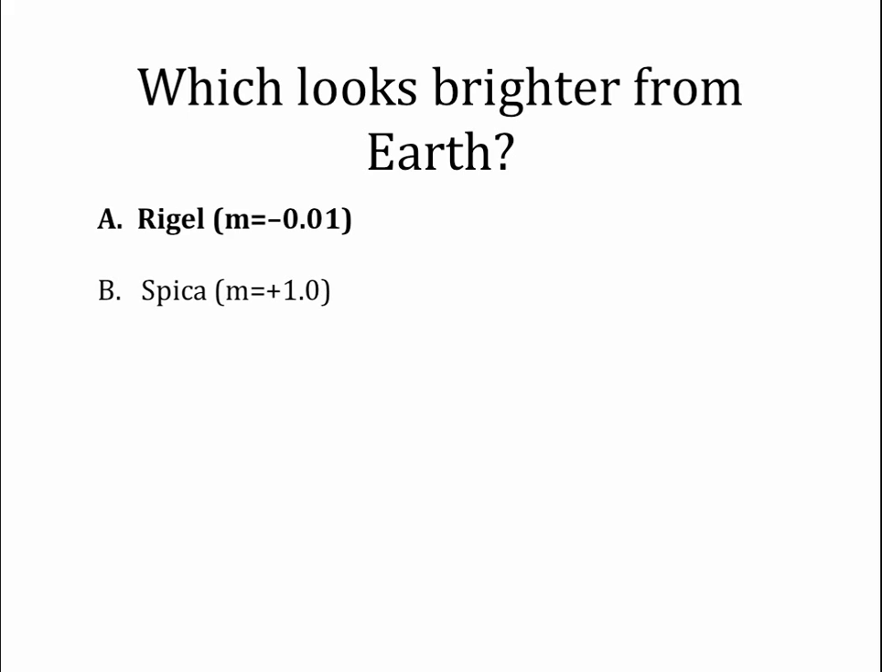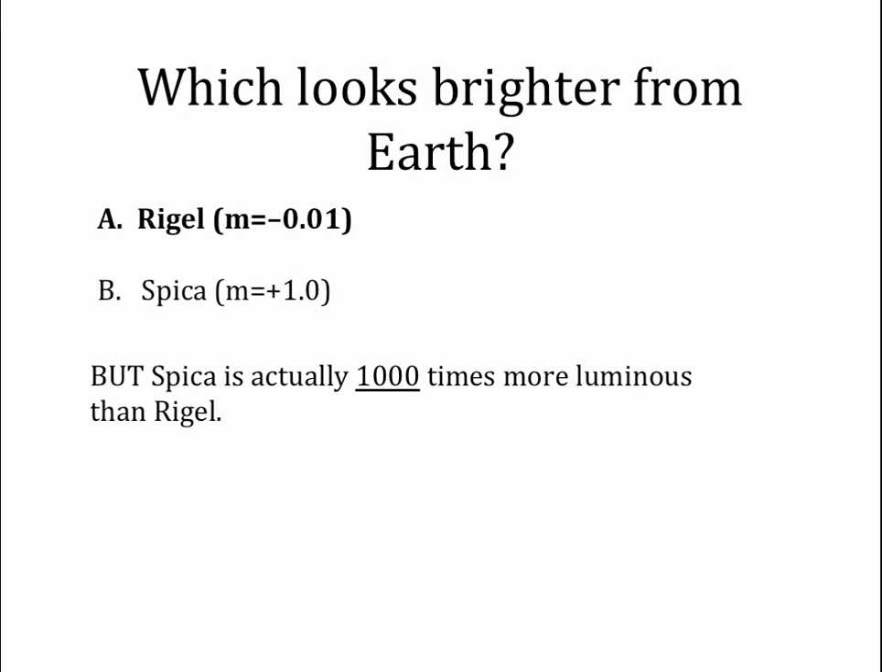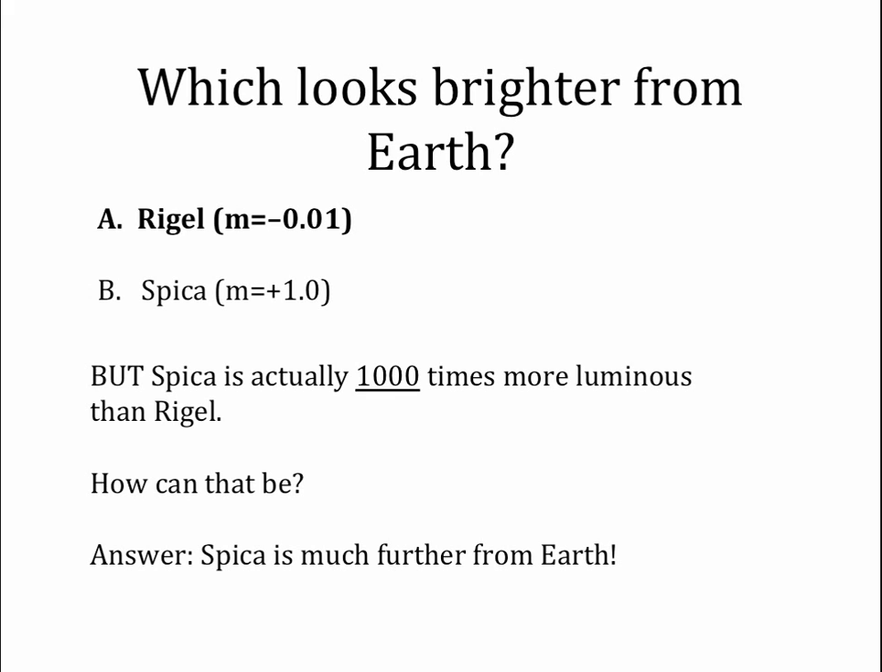I hope that you answered A, Rigel, because it has a negative magnitude. Spica has a positive magnitude, so that means Rigel is brighter. However, Spica is actually 1,000 times more luminous than Rigel. If you remember back to chapter 3, luminosity is the total energy output. It's sort of like the wattage. And Spica puts out 1,000 times more energy than Rigel. How can this be if Rigel appears brighter to us? Well, the answer is that Spica is much further away from the Earth.